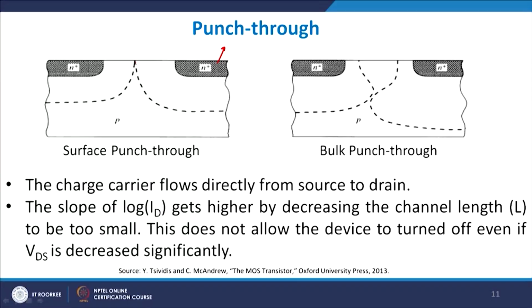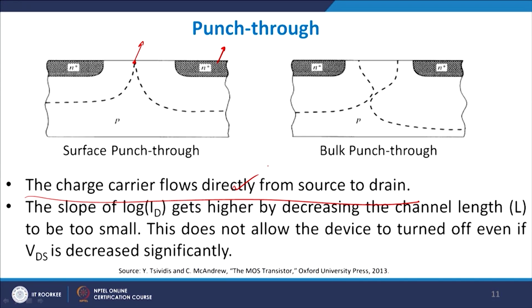We come to the last part, and that is your punch through. What happens in punch through is that as you go on increasing the drain voltage, the depletion regions touch each other, and this condition is known as punch through. So the charge carriers directly flow from source to drain. You do not require a channel. If the drain voltage is so high that any electron can be pulled away from the source and pass through the depletion thickness and reach the channel, that is known as the punch through phenomenon.